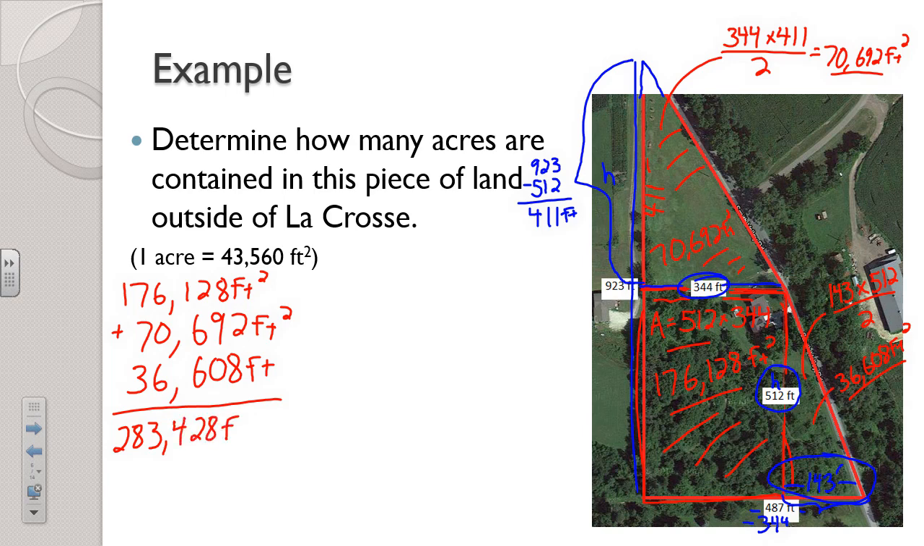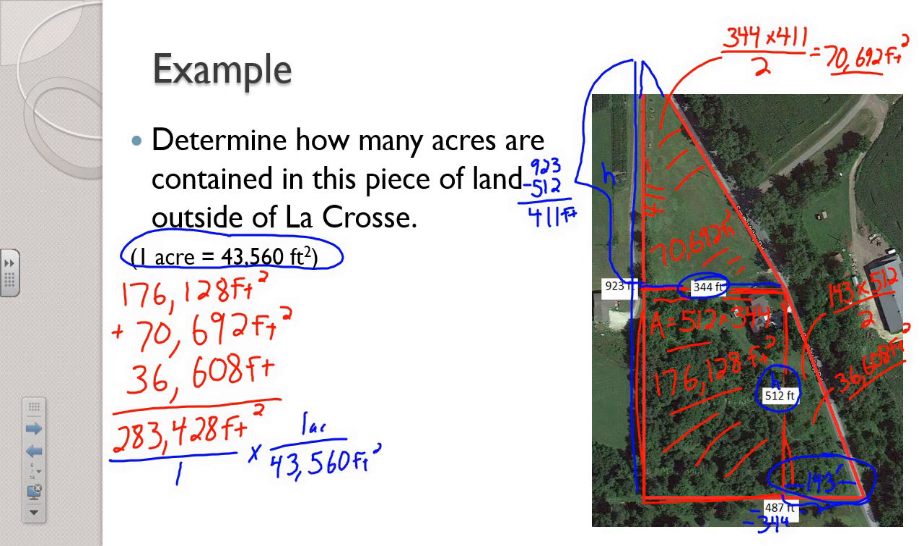which means the total area of this chunk of land is 283,428 square feet. Now here again we can convert that into acres, which is kind of the more useful measurement when it comes to land. So let's put that over 1, and there's 43,560 square feet for every acre, and that turns out to be very close to 6.5 acres.